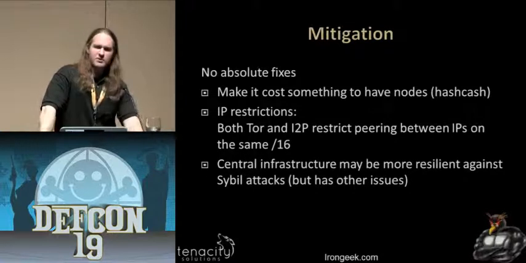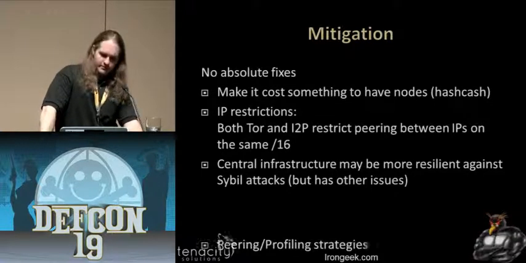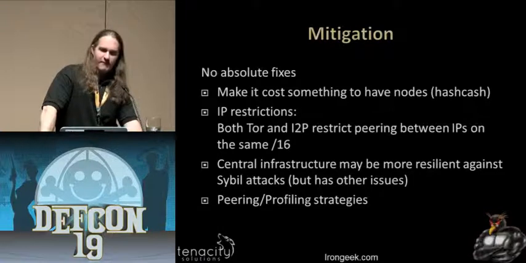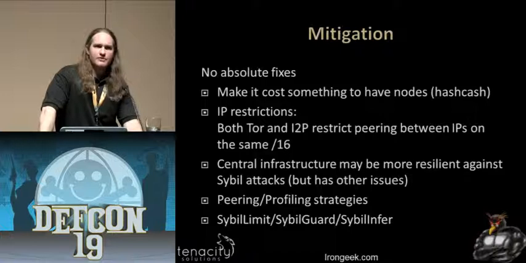Also, central infrastructure may be somewhat more resilient to Sybil attacks, though, as I discussed earlier, it has its own issues. And hopefully, better peering and profiling strategies might help to spot bad actors in a network. There have also been some ideas put forth like Sybil limit, Sybil guard, and Sybil identifier, which try to rely on real-life social networks to decide, as I understand it, whether or not you should peer with somebody.